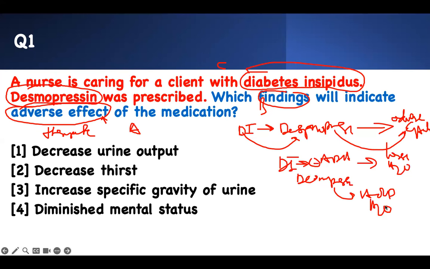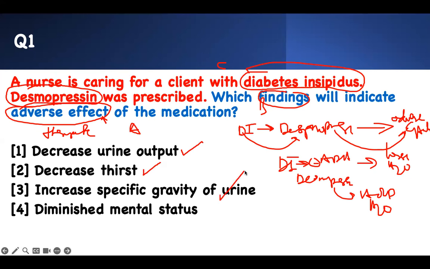What is the idea when I give you desmopressin? What is the doctor looking for? He's not looking for side effect. He's looking for something that I expect is going to happen. Okay, your urine output is going to decrease. It's an expected finding, right? You're going to stop drinking, decreased thirst because you hold on to water. Your urine specific gravity that was low because you're losing water is going to increase.